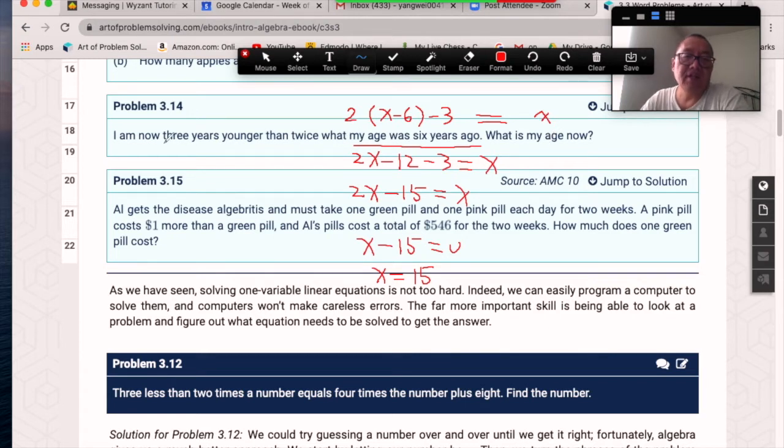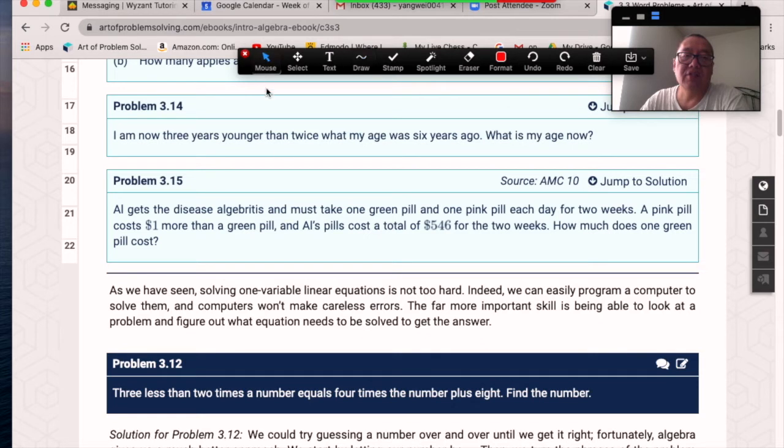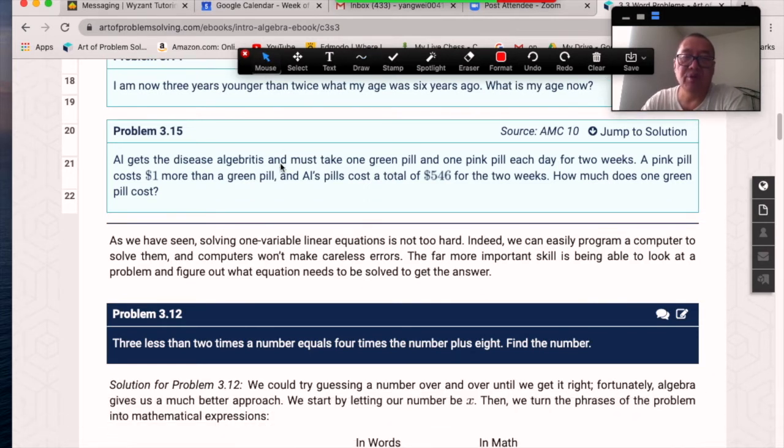Then you go back and say, I'm 15, 3 years younger than twice what my age was 6 years ago. So I'm 15 now. 6 years ago, that means I was 9. 2 times 9, that's 18. 18 minus 3 also equals 15. So that means what we did here is right. So the answer is 15. That's my current age. Now let's go to the next example, 3.15.